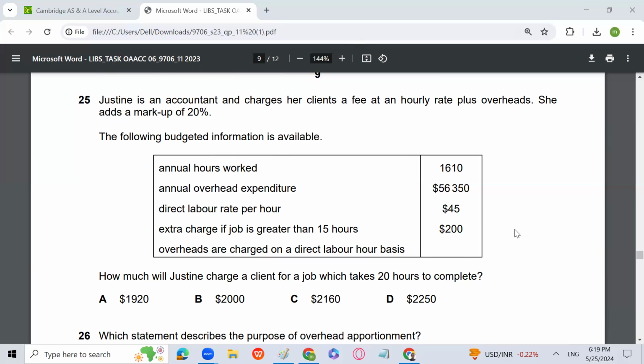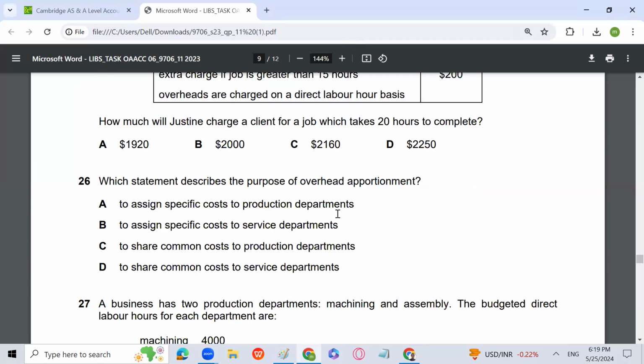Next is, which statement describes the purpose of overhead apportionment? To assign specific costs to production departments, to assign specific costs to service departments, to share common costs to production departments, to share common costs to service departments. Right.